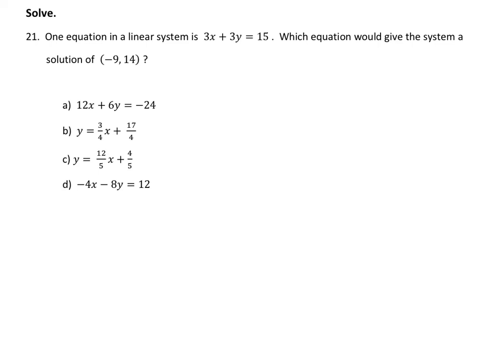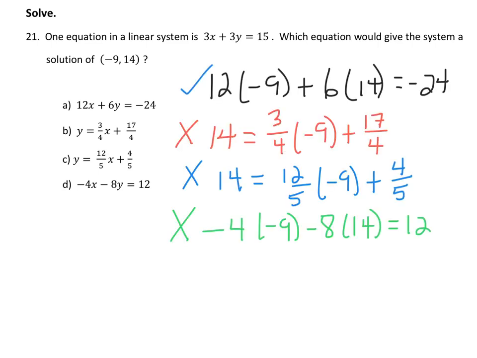I think what I'm going to use is substitution. I'm going to go ahead and substitute the -9 and 14 into the equations to see which one would give me the solution. Alright, so after plugging these all in, I find out the only possible correct answer is A. I'll use a different color. I'm going to use the black one. A is the correct answer.